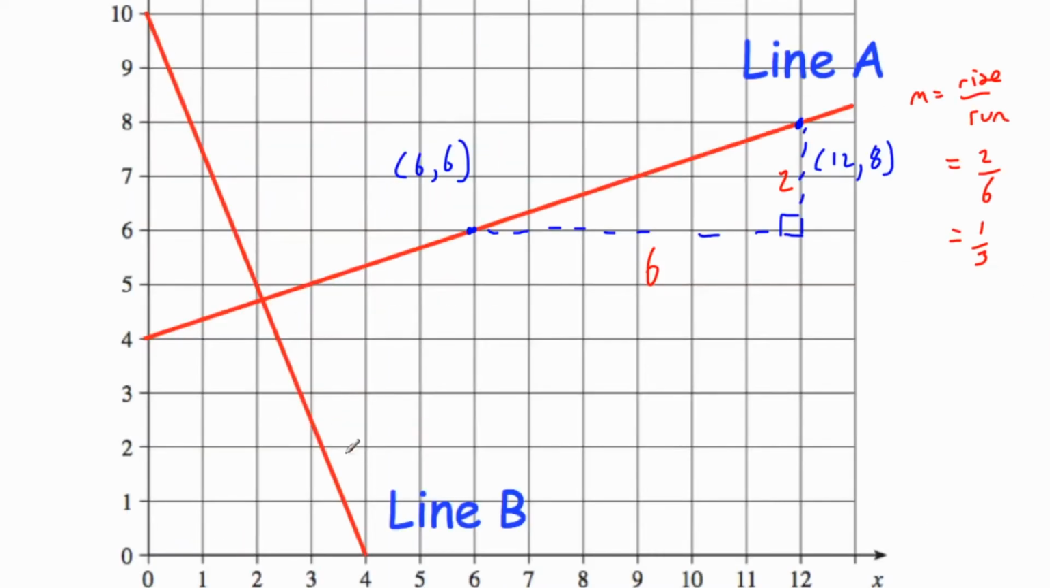Okay, line B. Now let's find the gradient of line B. So we want to choose some good points on this line. So we've got the point here, 0, 10. So that's the point 0, 10. We've then got the point 1, that looks like a decimal number, so I'm going to leave that one alone.